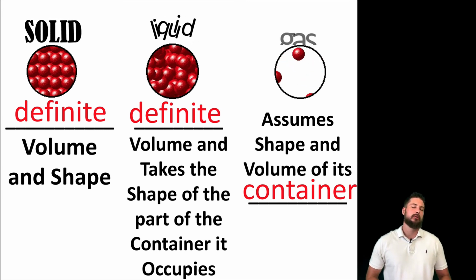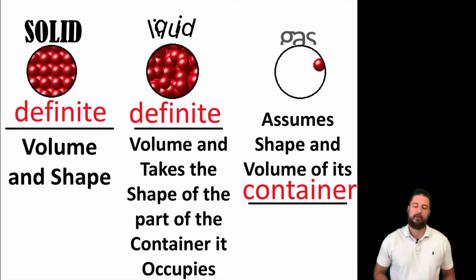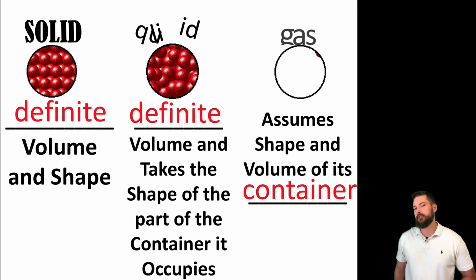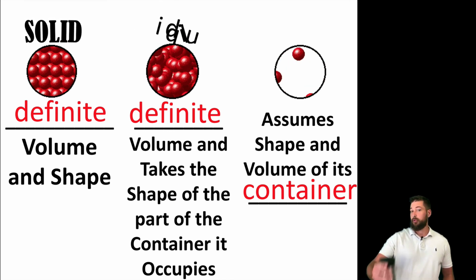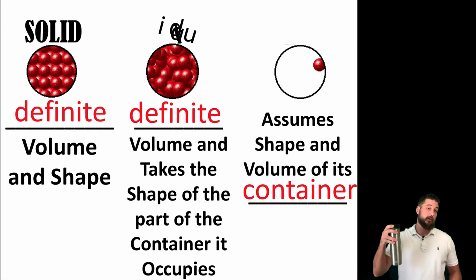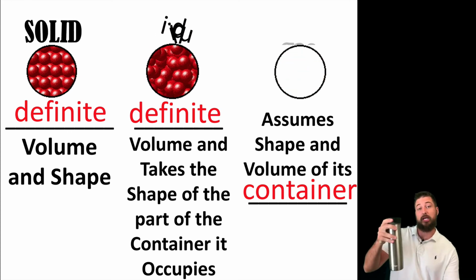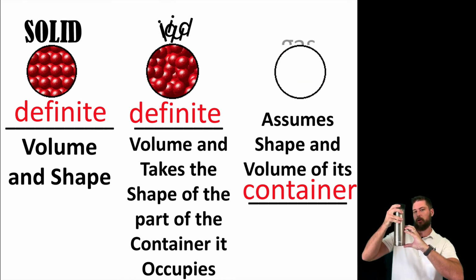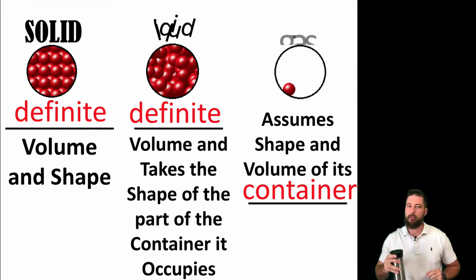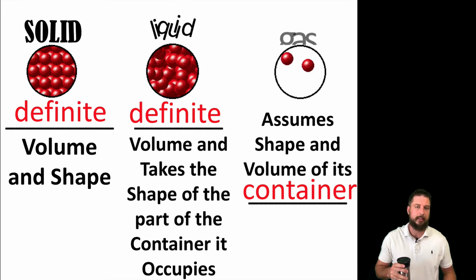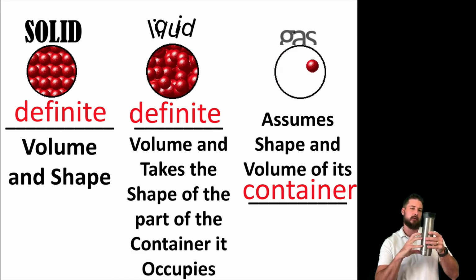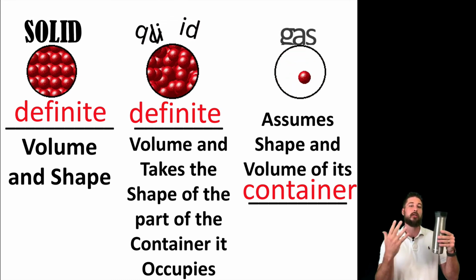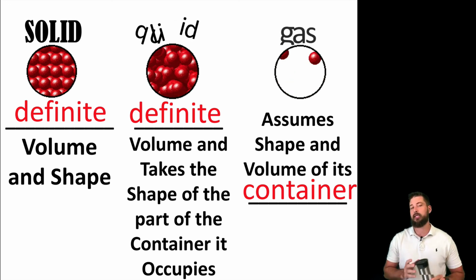Now a liquid has a definite volume. However, it does not have a definite shape. If you think about my coffee that's inside of here, the coffee is taking the shape of this container, but it's only about this much volume that it's taking up. If I were to pour it into another container, it still would only take up this much volume. However, it'll make a different shape based off of the container that it's in.